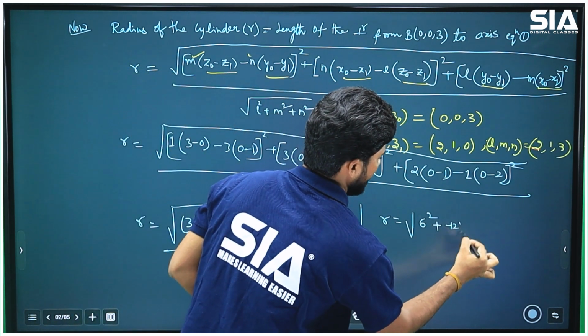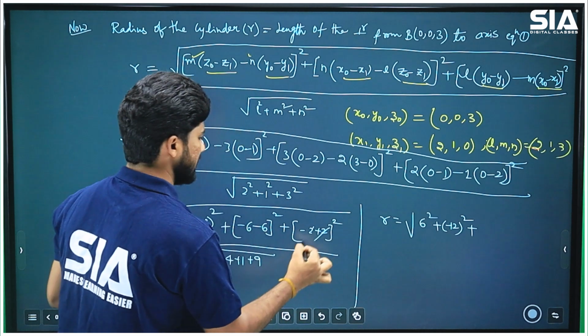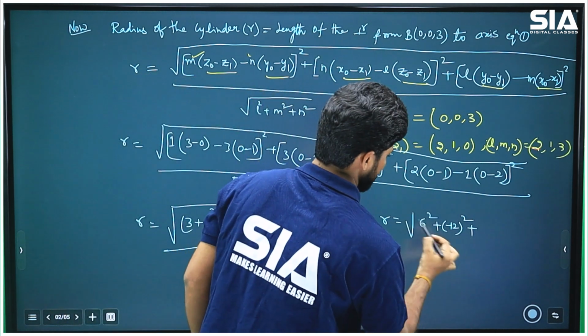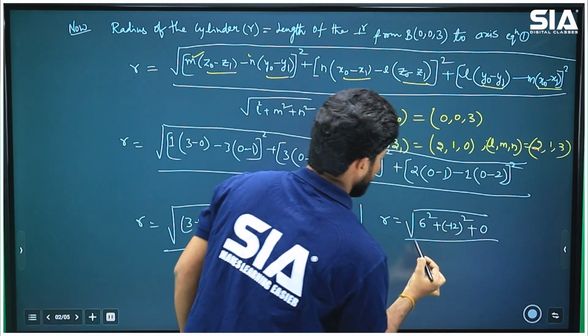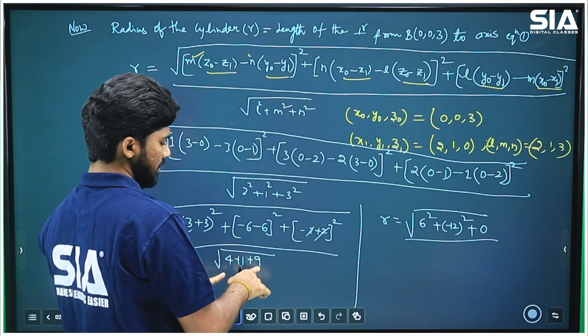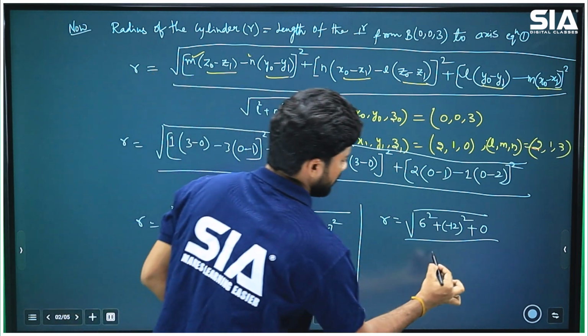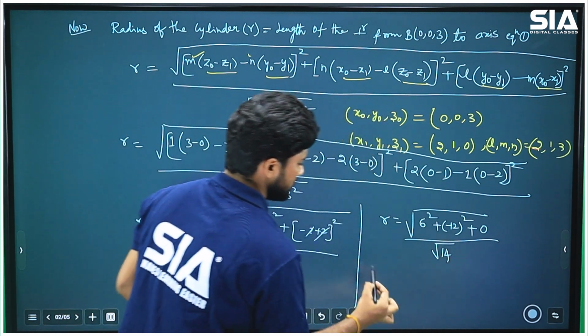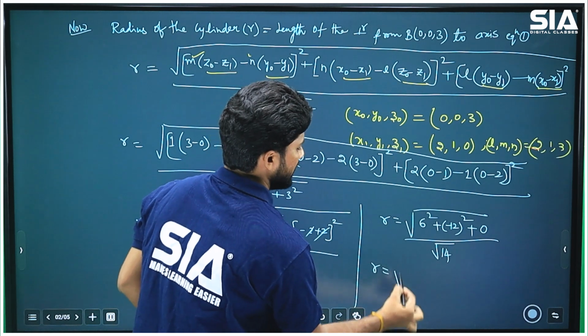minus 12 whole square, plus, so the 2 and minus 2 get cancelled. So therefore 0. 0 square means 0 only, whole divided by 1 plus 9 is 10, 10 plus 4 is 14, root 14. So therefore small r is equal to the final value.